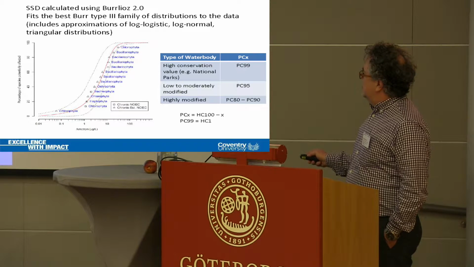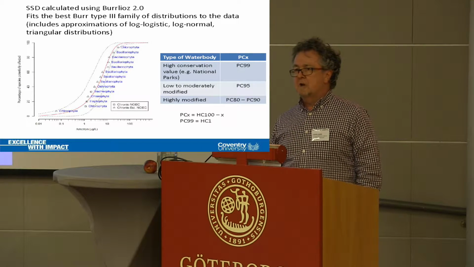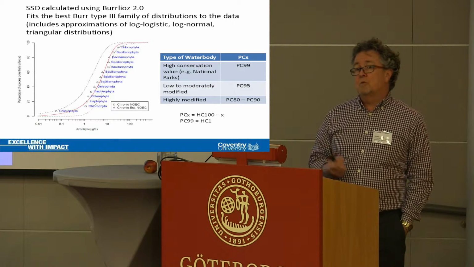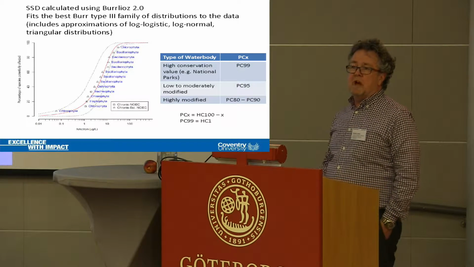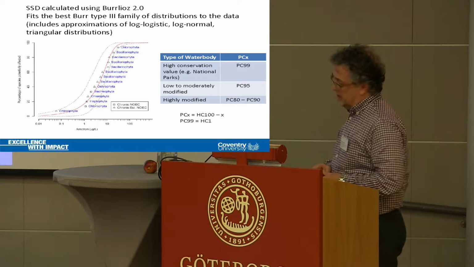So just to make it clear, we use the terms PC because we like to emphasise what we're protecting, rather than the HC, which sort of emphasises what can be permitted to be harmed. So your HC1 is the equivalent of our PC99, okay? It's just 100 minus the other value.